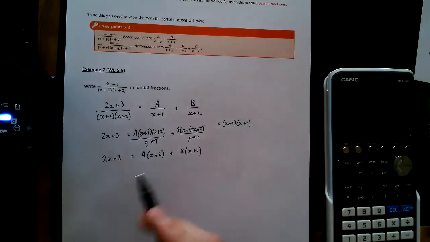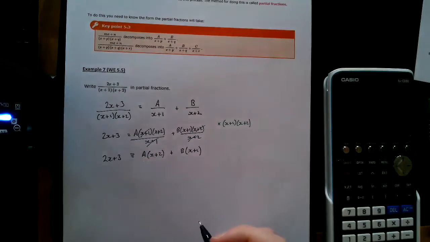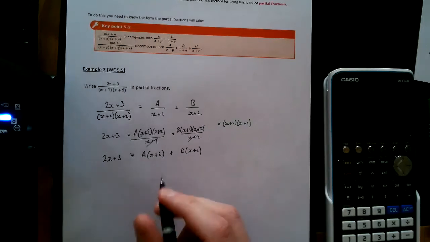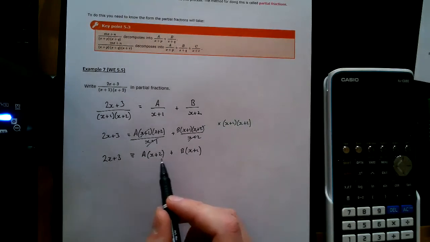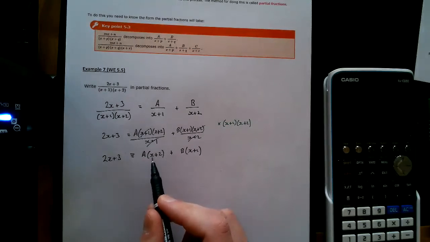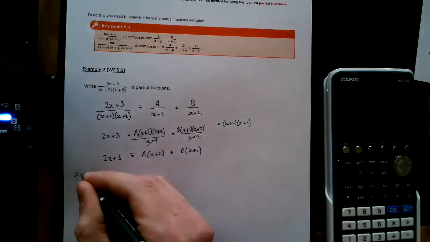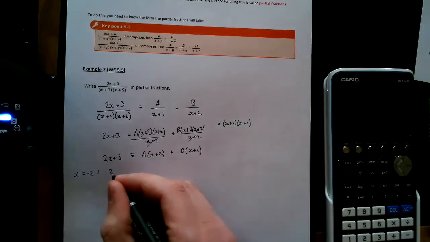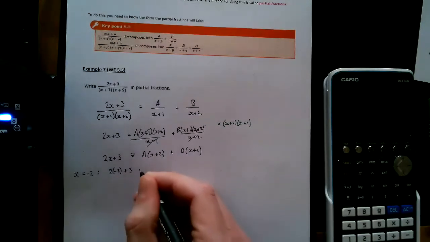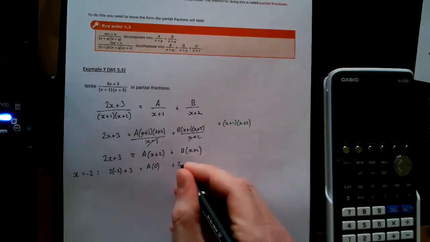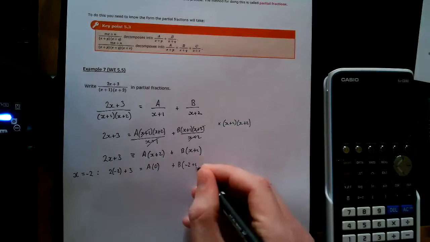Okay, so I've got an equation here, or rather we could call that an identity, that works whatever value of x we use. So the easiest way to find A and B is we pick clever values of x. If I look at just this bracket here, if I want that to be 0, I will pick x is minus 2. So let's see what happens. If x was minus 2, I will get on this side 2 lots of minus 2 plus 3, and on this side I will get A times 0 plus B lots of minus 2 plus 1.